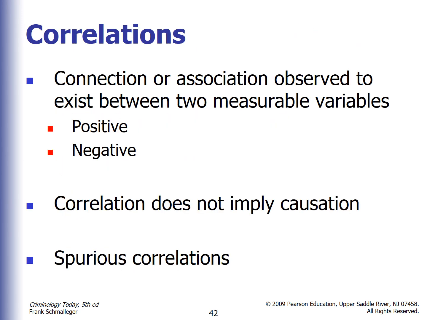All right, correlations. This is an important statistical thing we're going to look at more next week with the study of research. But correlation is when we have a connection or association observed between two measurable variables, and it could be either in a positive way or a negative way. And hopefully in the classroom, I'll show you some examples on the board. But think of the example that in the summertime, there are a lot of things that go on.